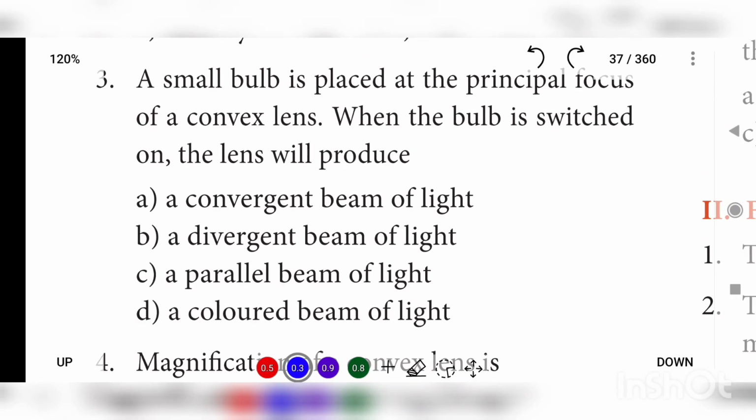Third one, a small bulb is placed at the principal focus of a convex lens. When the bulb is switched on, the lens will produce. Answer, when the bulb is switched on, the lens will produce a convergent beam of light. Option A.